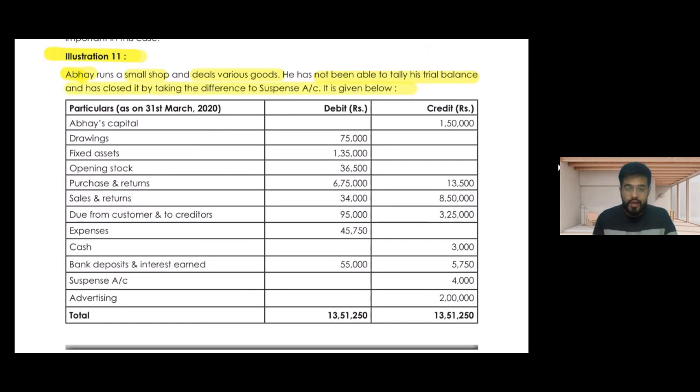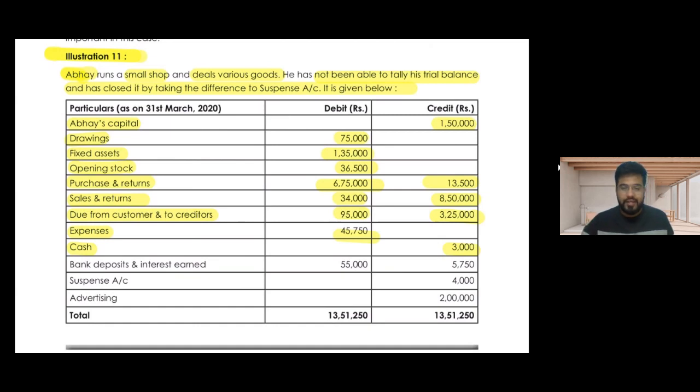Now we need to identify. We have Abhay's capital as 1,50,000, drawings at 75,000, fixed asset 135, opening stock 36,500, purchase and purchase return, sales and sales return. Sales is 850, return is 34. Due to and from customer, so due from customer is 75, due to customer is 3,25,000. Expenses 45,750. Cash, a credit balance of 3,000. That is surprising.